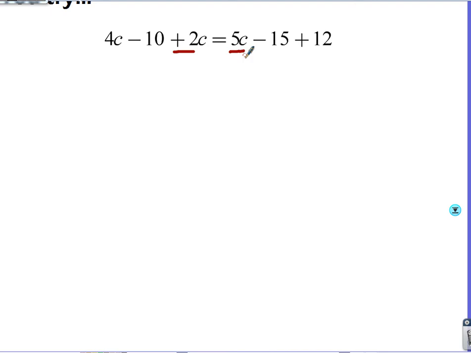Anytime you want to move a term from one side of the equal sign to the other side of the equal sign, you change its sign. 2C. Am I moving that from one side to the other side to fit it with this 4? No. So you do not change the sign. Plus 2C stays plus 2C.